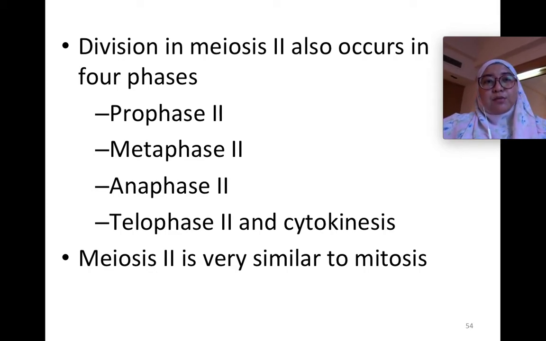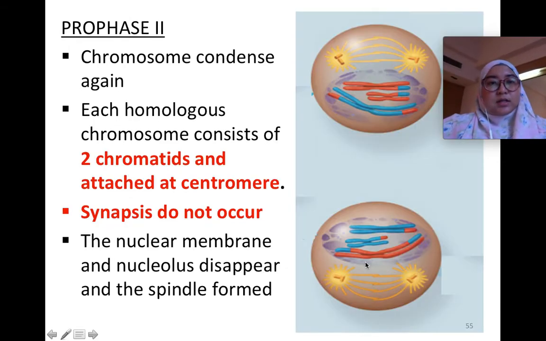Okay, but for prophase 2, kita dah masuk meiosis 2 sekarang ni. When we go into meiosis 2, the step is similar to mitosis. It's just that we call them prophase 2, as the meiosis 2. So that's why it said here meiosis 2 is very similar to mitosis. Prophase 2, chromosomes will start to condense again. Each chromosome consists of two chromatids attached at a centromere.